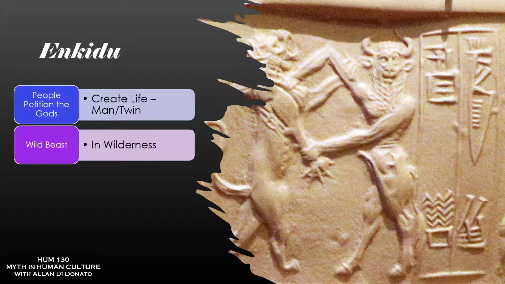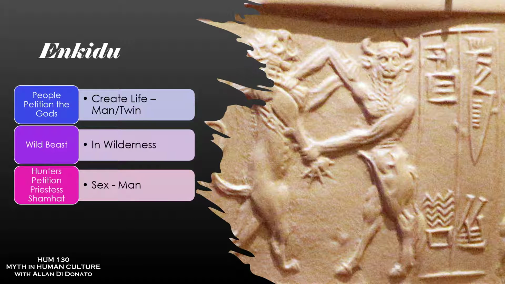You could even say they turn to the gods for help. Because what they end up doing is they go to the city of Uruk and they get a hold of a priestess, right? Now, the hunters get this priestess who's going to come out to seduce this wild man, Enkidu. Her name is Shamhat. And she is going to use her sexuality to lure him in. She is going to entice him. She is going to get him to fall in love with her.